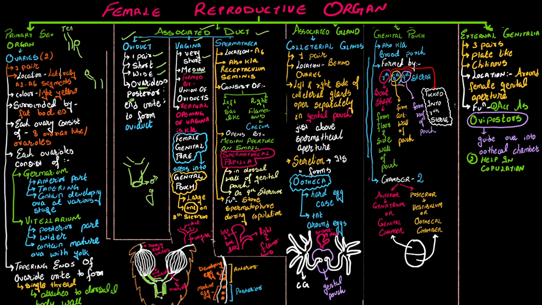Here, the opening of the vagina we call the female gonopore or female genital pore, which opens into the genital pouch. This is going to open into a big pouch. We call it the genital pouch, right? Now, the genital pouch is large and it is present on the 8th sternum.